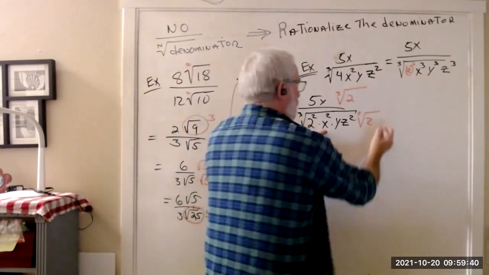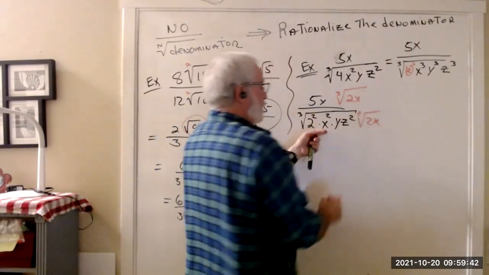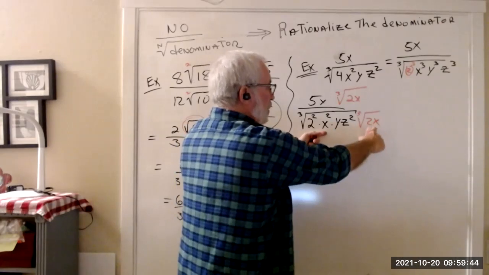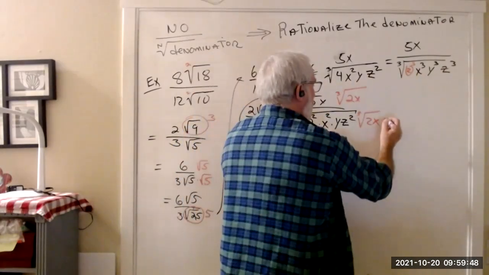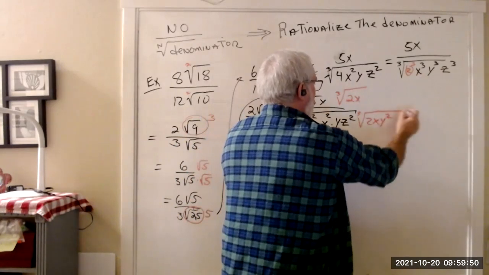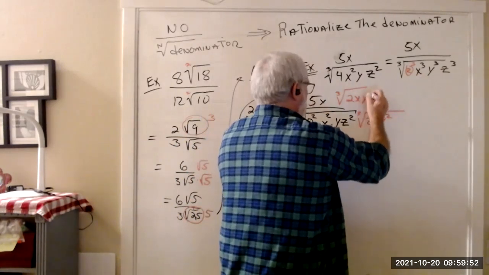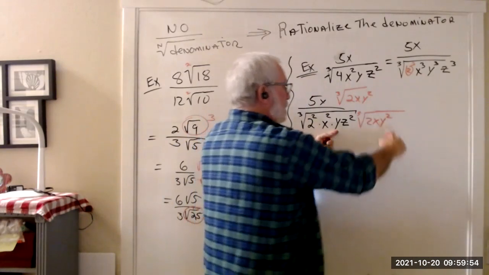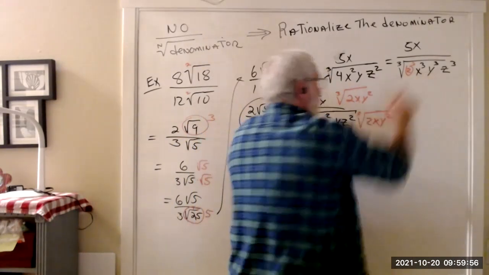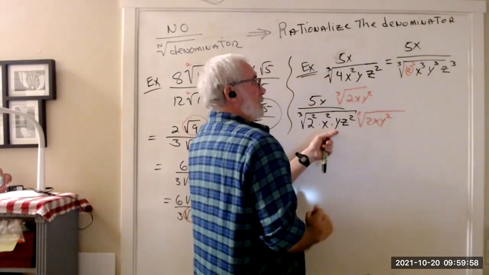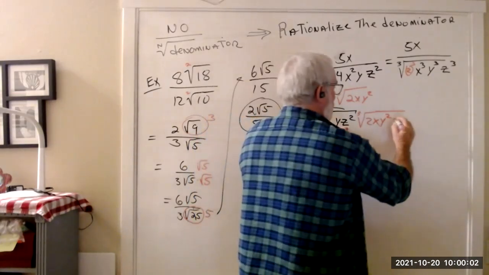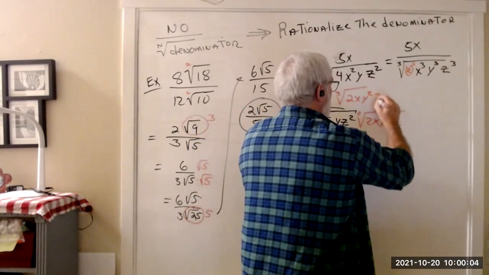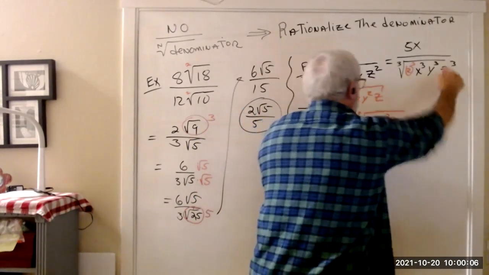I need a single x to top and bottom because I have 2. I need one more to get 3 of them. I need 2 y's, y squared. Excuse me, y squared. I have 1. I need 2 more to get 3 of them. Okay. And I have 2 z's, so I need a single z to get 3 of them.